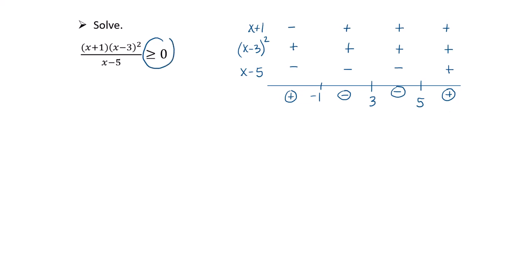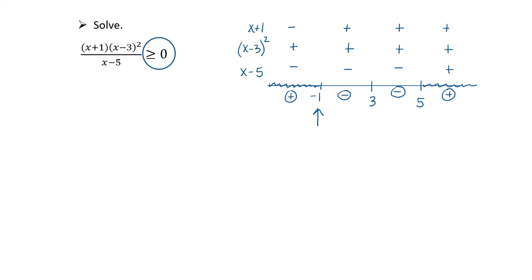Here, I'm saying that I want to get all the numbers that would cause this expression to be greater than or equal to 0, or positive. So I'm going to select this interval and this interval. So that would be positive. Now let's test the boundary points.